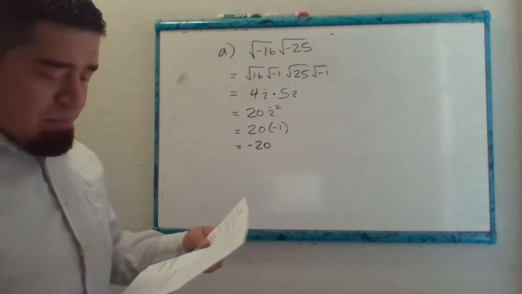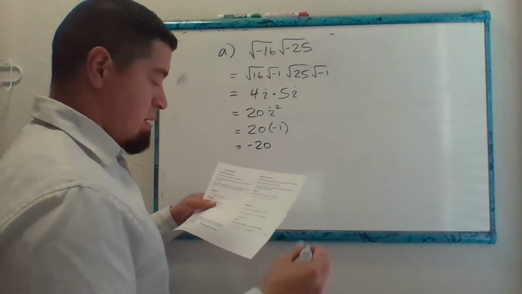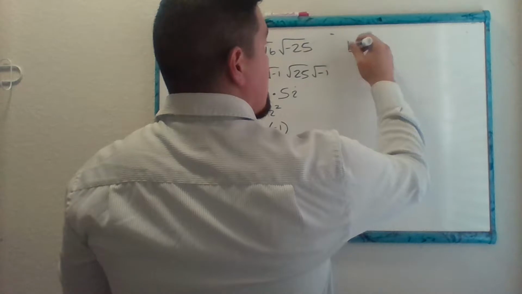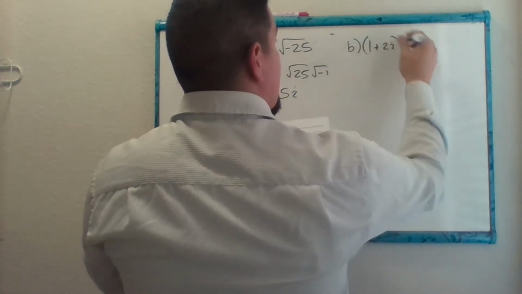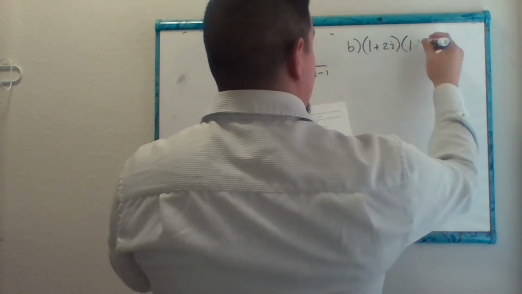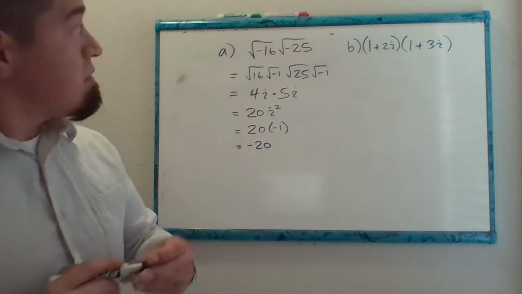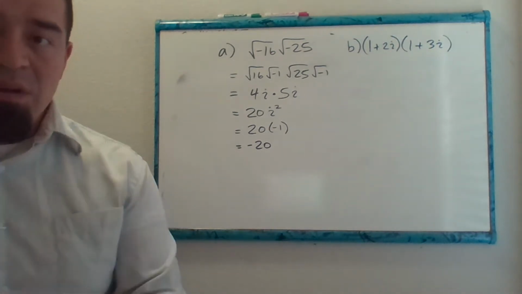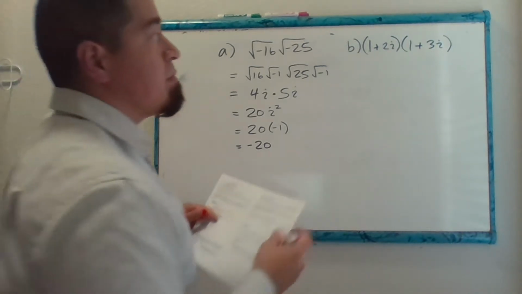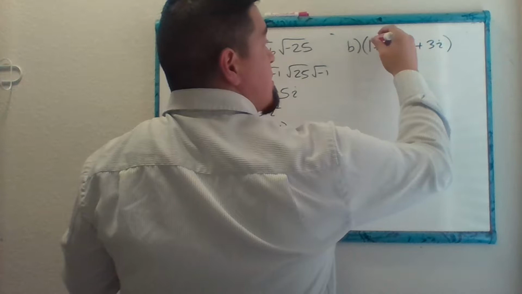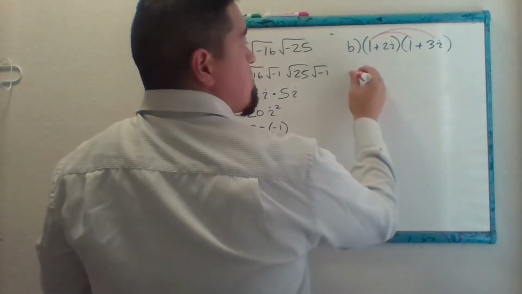But that's A. B would be multiplying a binomial by another binomial. So let's look at that real quick. So here we have 1 plus 2i multiplied by 1 plus 3i. Okay? So it's not much different than what you've done as far as distributing, or some of y'all like to call it FOIL. But I do this. We're just going to get this one, multiply it by these two. Right? Just like we do when we distribute.